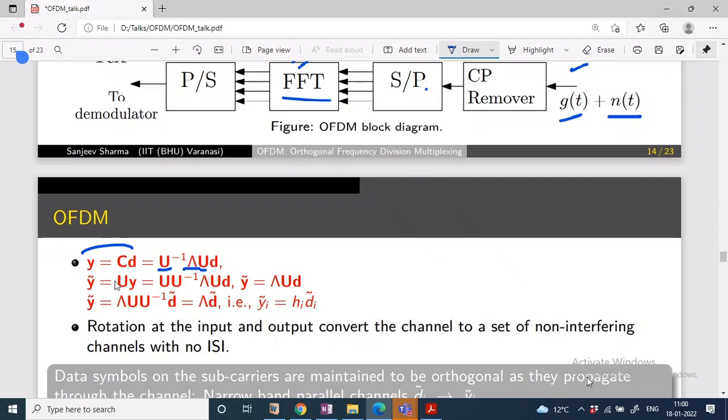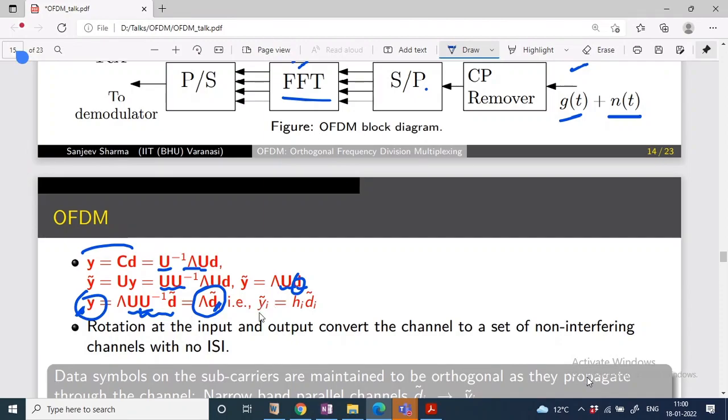So Y tilde, at the receiver we are doing the DFT. So you just multiply by U. Then put the values of this one. So U inverse U is the identity matrix. Then it becomes lambda, U and D. So what is D? D is the data in the time domain. If you take the frequency domain data, this D tilde in the frequency domain, then the inverse IDFT matrix we can put here. So this again gives the identity matrix. So Y tilde is equal to lambda D tilde. D tilde is the data in frequency domain, and Y tilde is the received data in frequency domain.